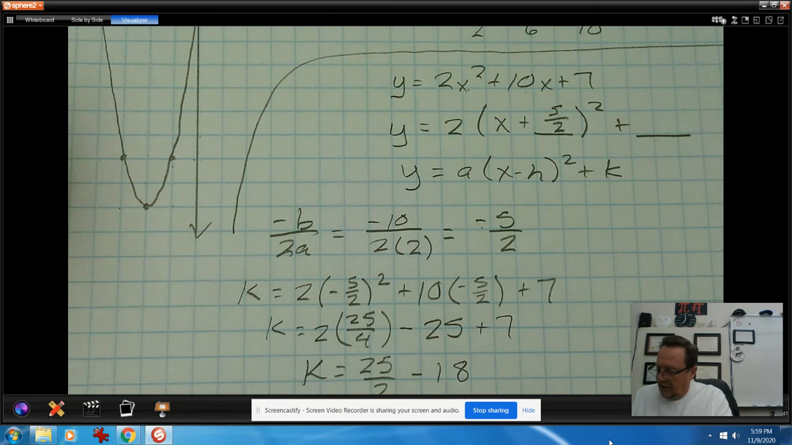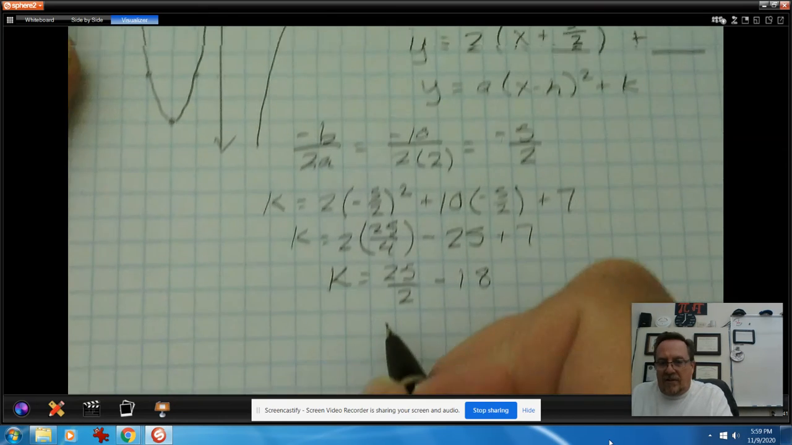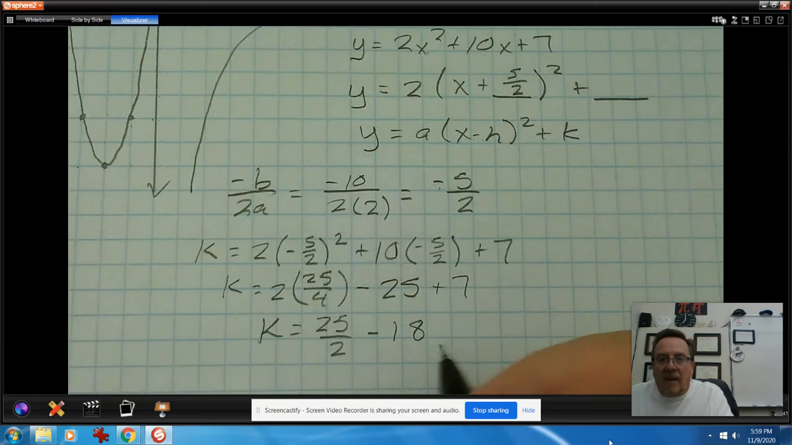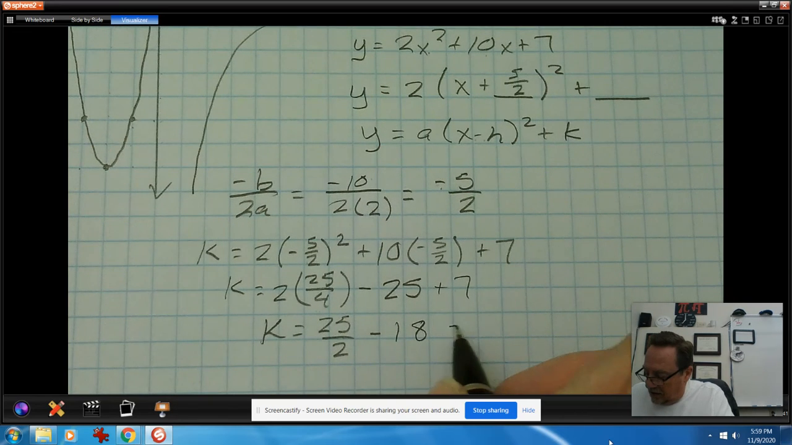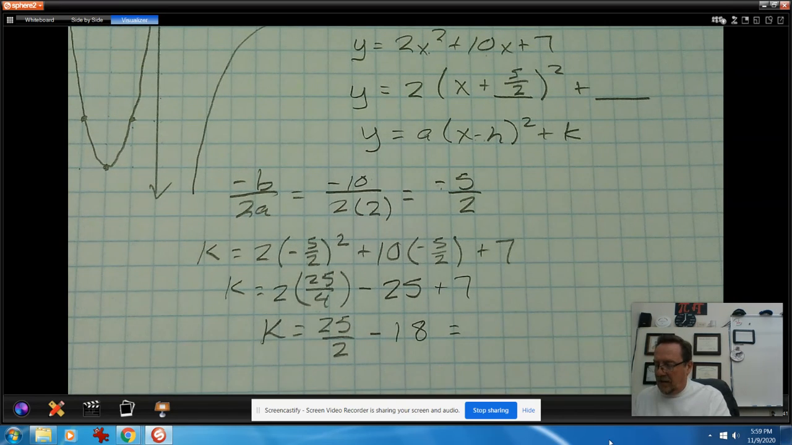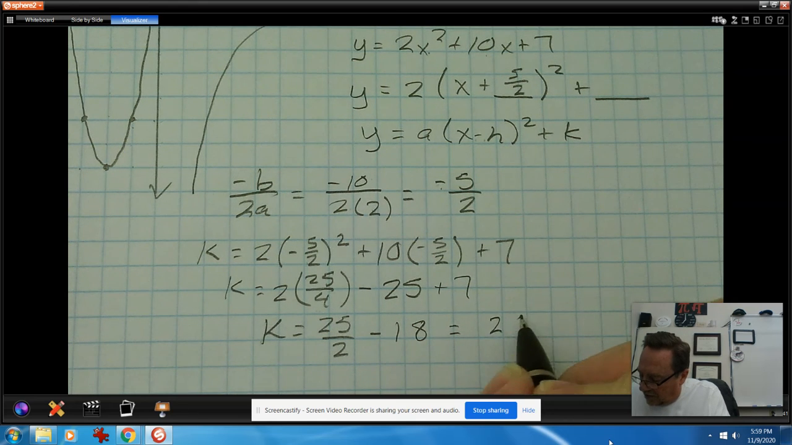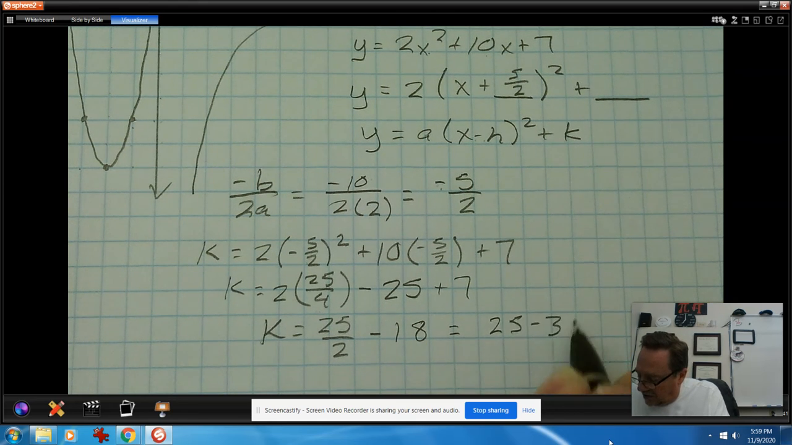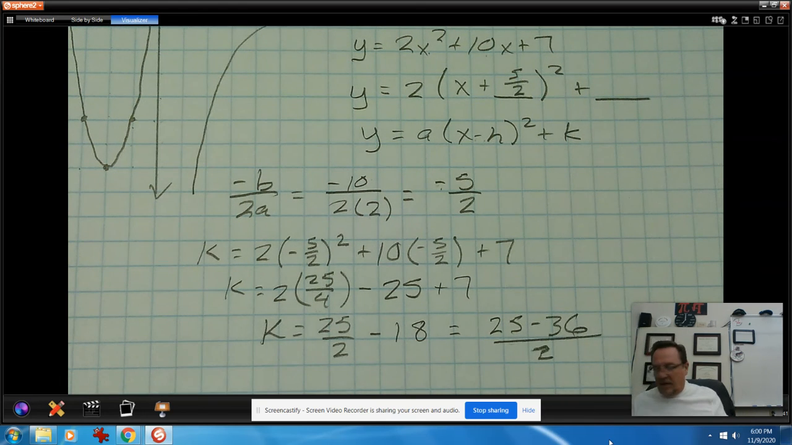And if I leave everything in terms of fractions, I'll just keep going to the side here. 18 in terms of halves is like 36 halves. So this is 25 minus 36 all over 2. What's 25 minus 36? Was that 11?